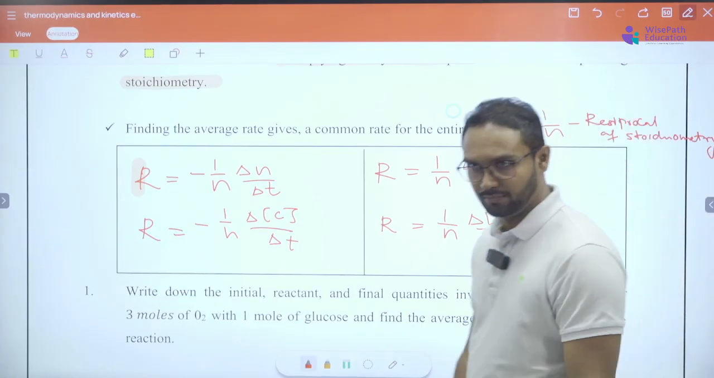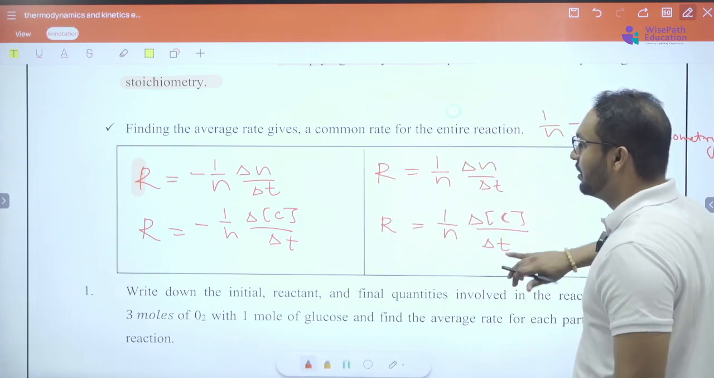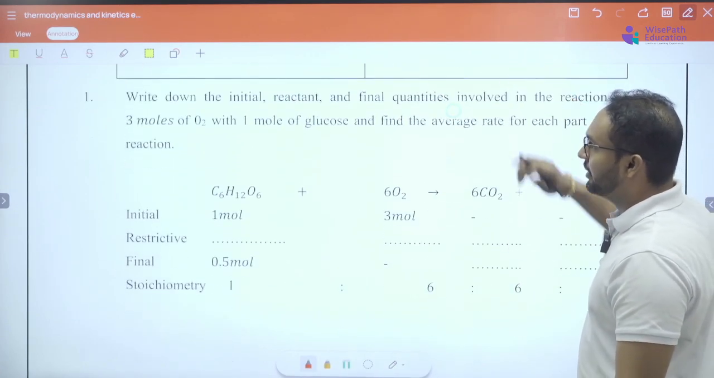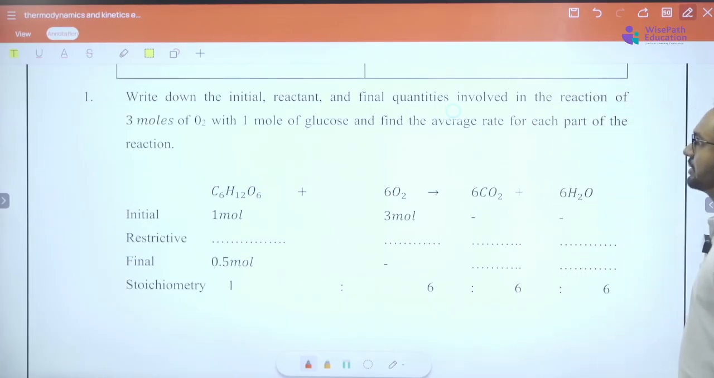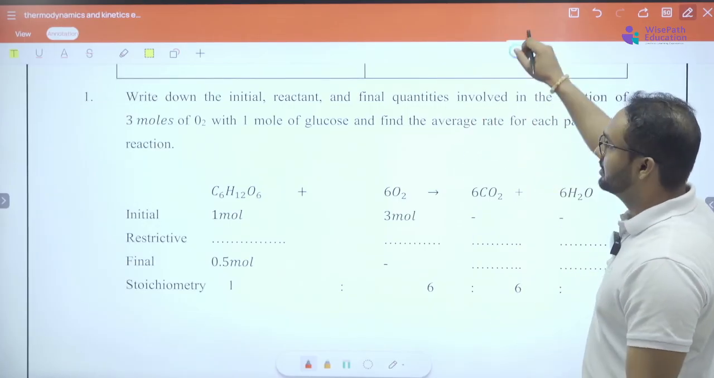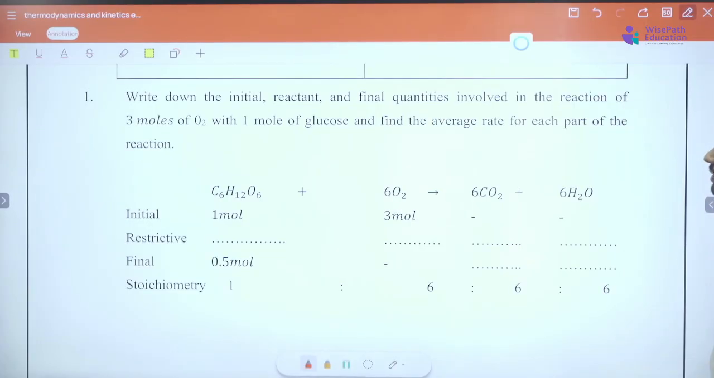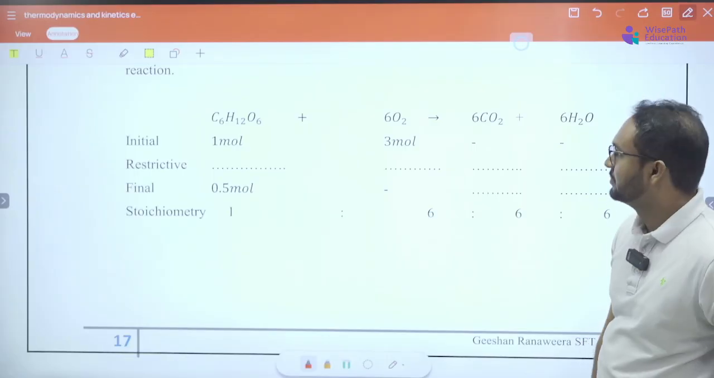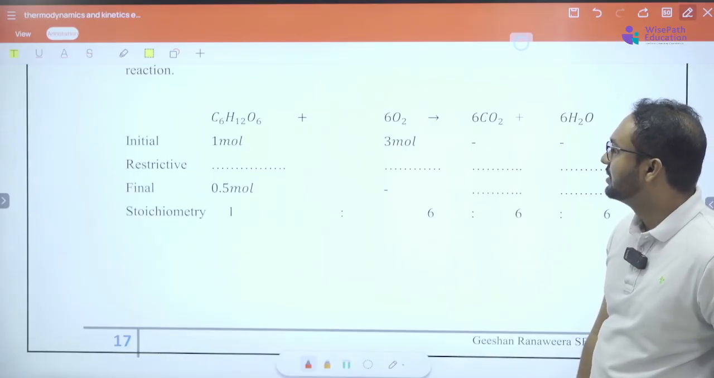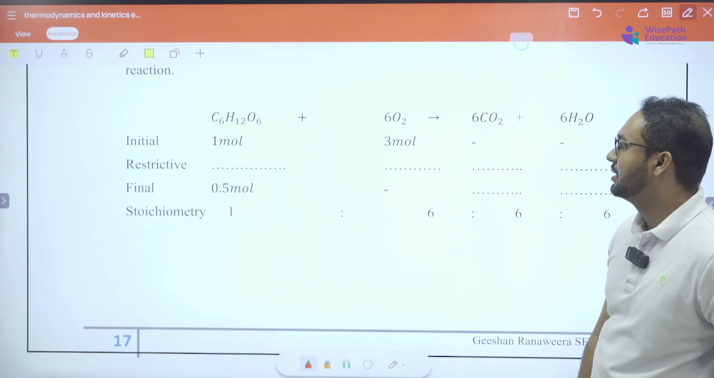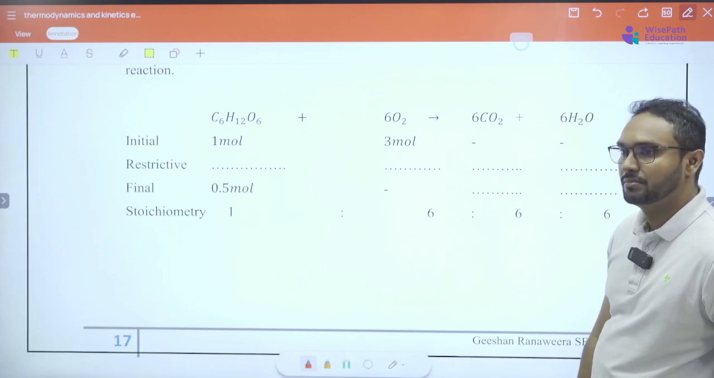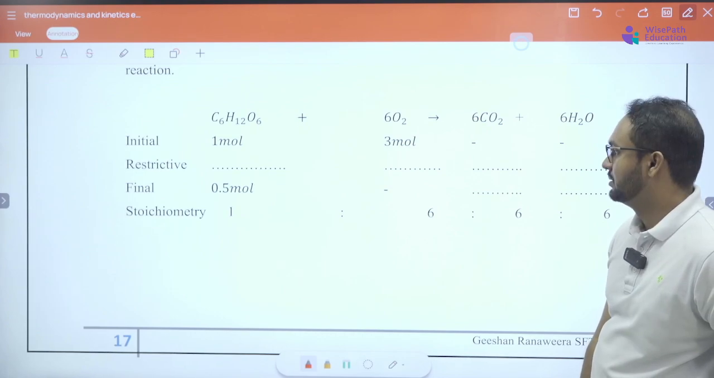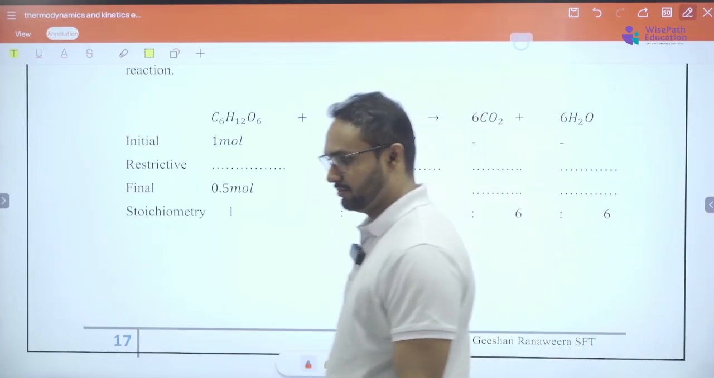Right? Finish? Next one. Write down the initial, reacting and final quantities involved in the reaction of 3 moles of O2 with 1 mole of glucose and find the average rate for each part of the reaction. Can you do that? You have to find the final and the initial amounts that are reacting and produced. No worries. For now, don't think about it.